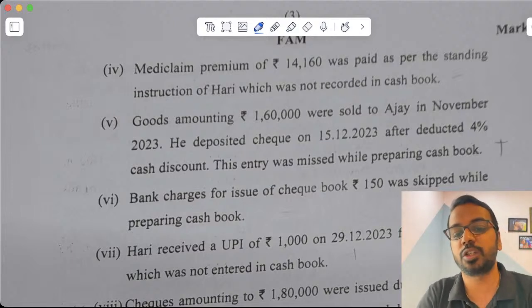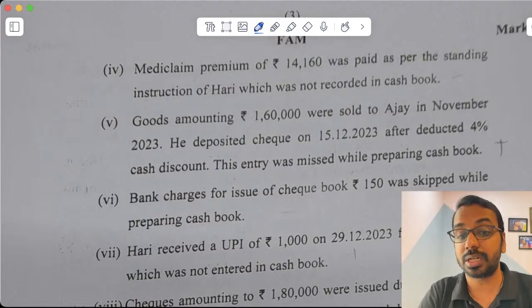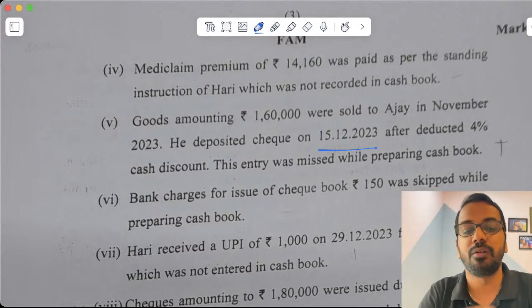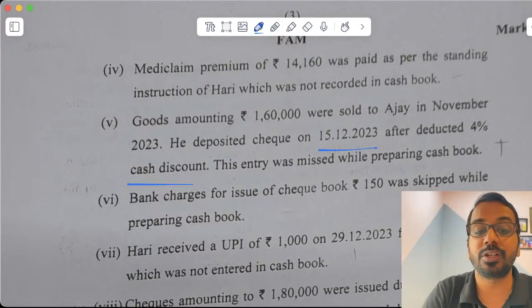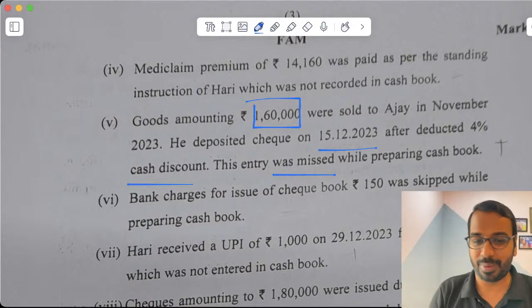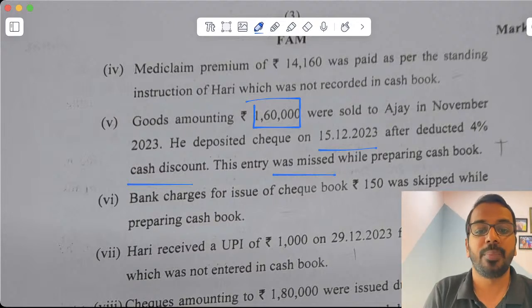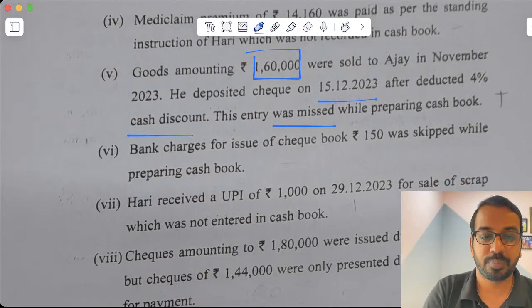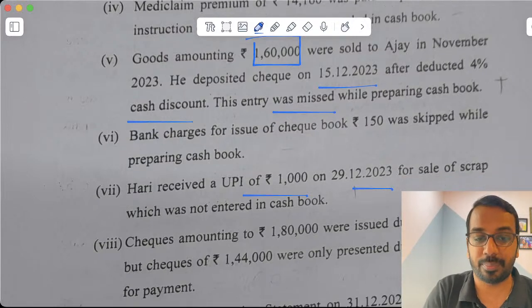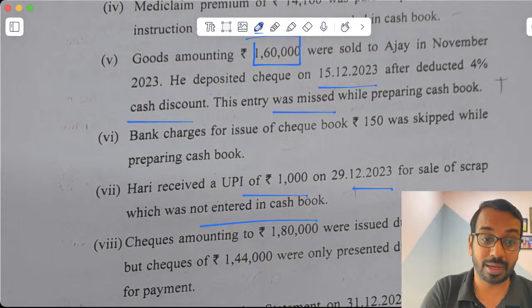Goods of 1,60,000 were sold to Ajay. He deposited a cheque on 15/12 after deducting 4% cash discount. Entry was missed. So what does this mean? 1,60,000 is the value minus 4% is the amount that we have received in the bank. So you will add that amount. Bank charges you will deduct. Hari received UPI of 1,029.12 for sale of scrap. You have not entered it, so this will increase the bank balance.